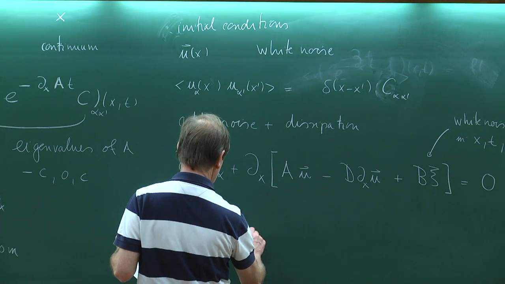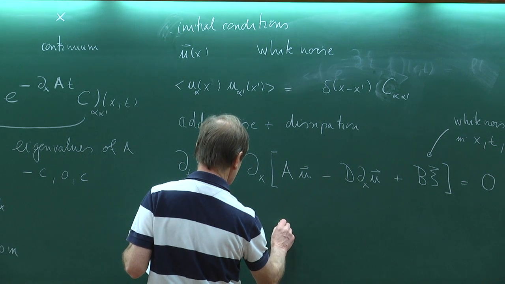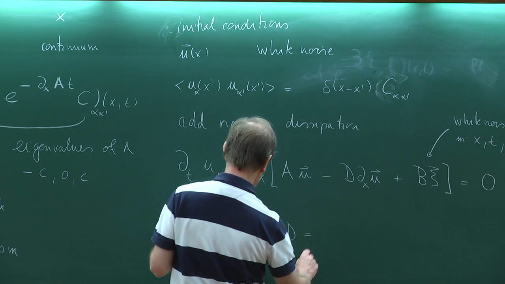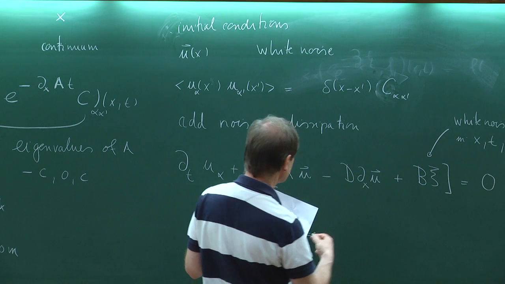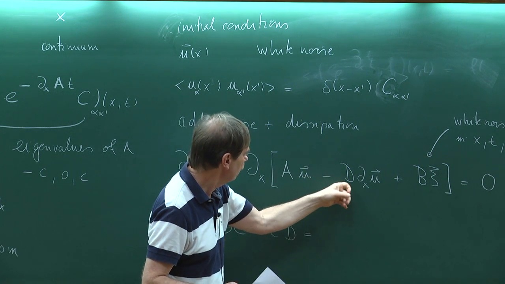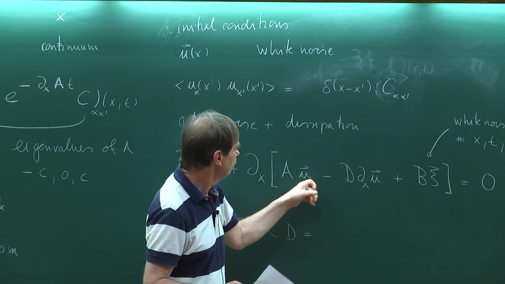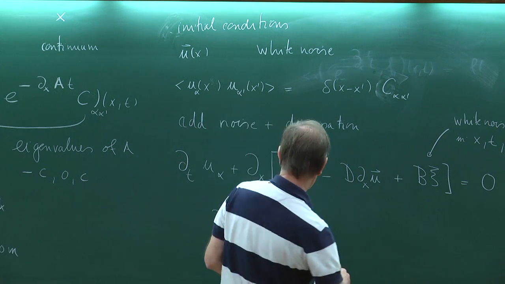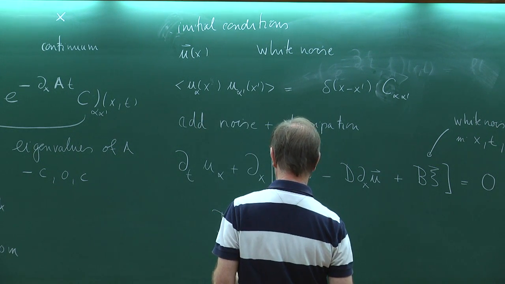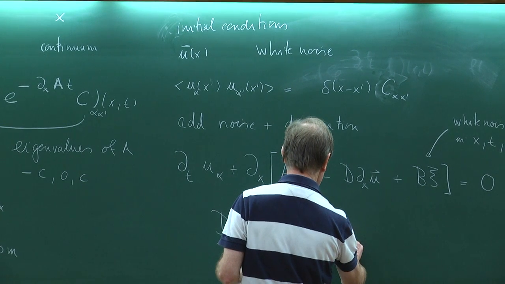And in my notation, this boils down to CD should be equal to, so these are all 3 by 3 matrices. You see, they all, of course, depend on the background value, but they do not depend on U. And so this should be B times B transposed.